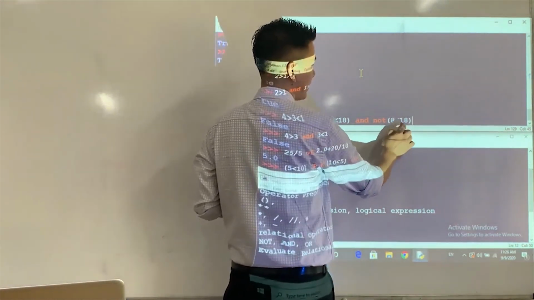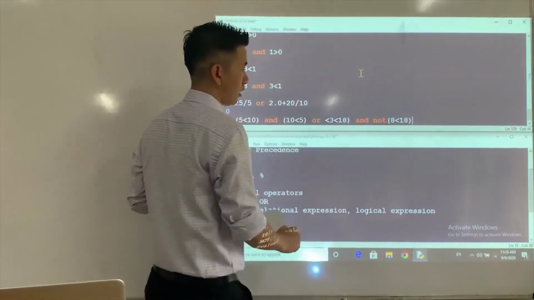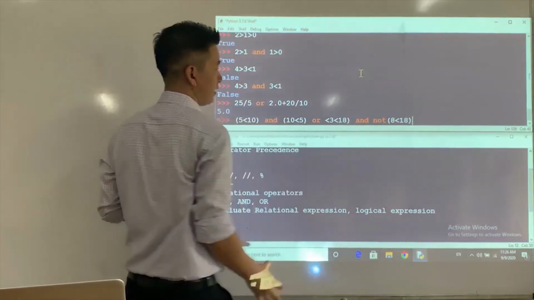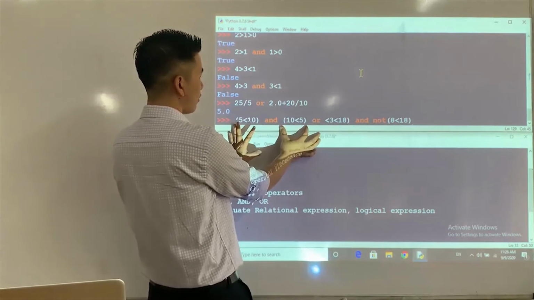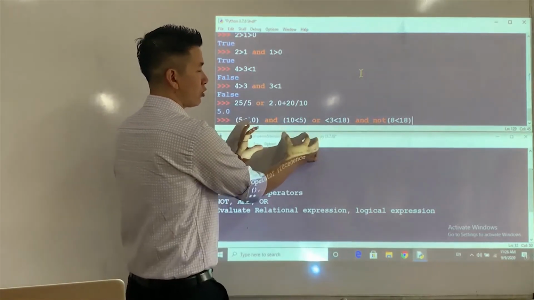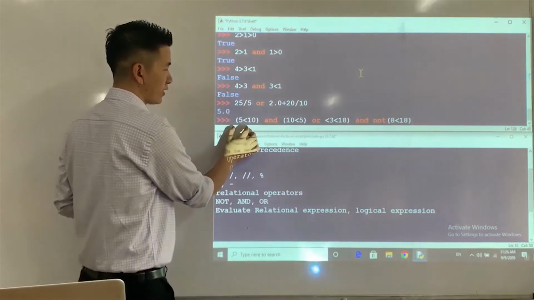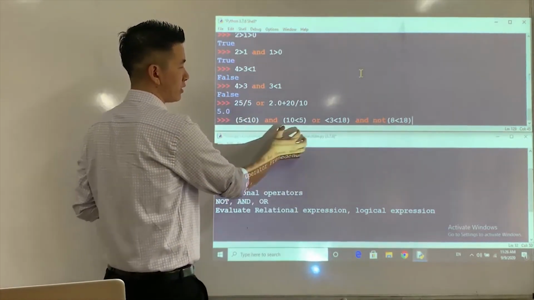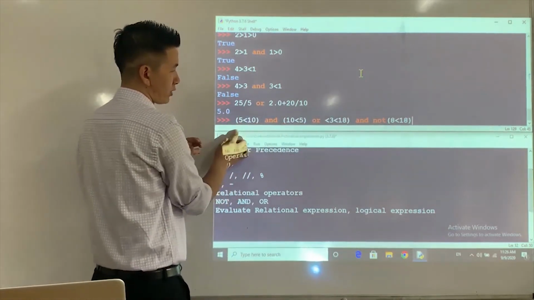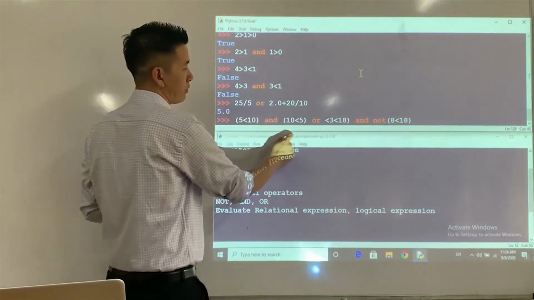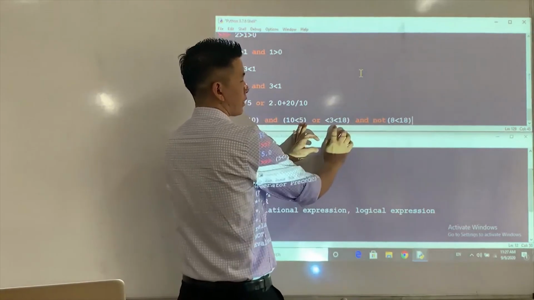So 8 less than 18 is true. Not of true is false. So you have false, and then the next step is and. You could resolve these two, or you can resolve these two. Okay, we'll try this first. This is true, this is false. True and false will be false. So the overall result of this will be false. Just keep that in your mind.